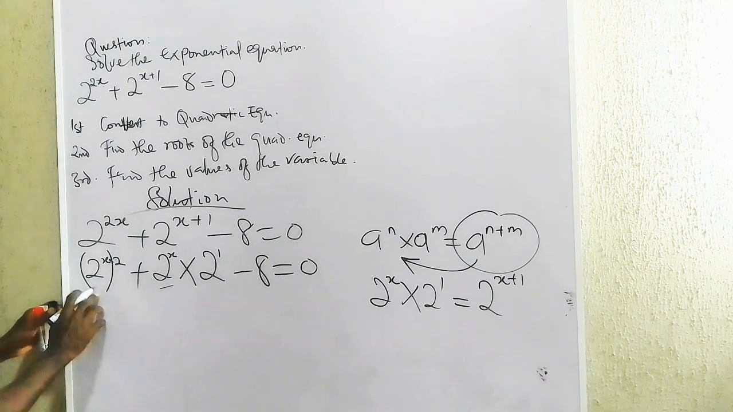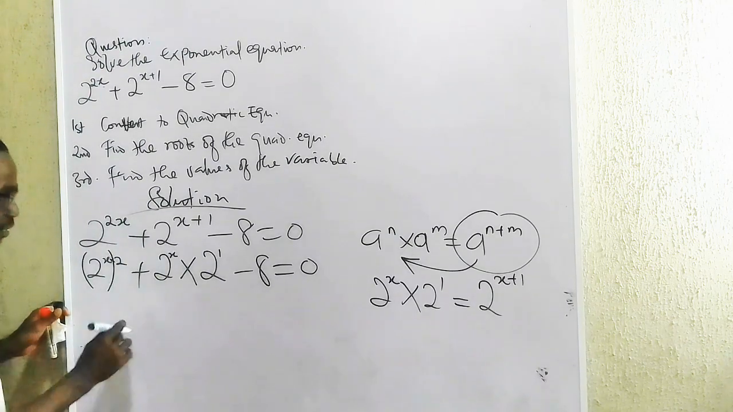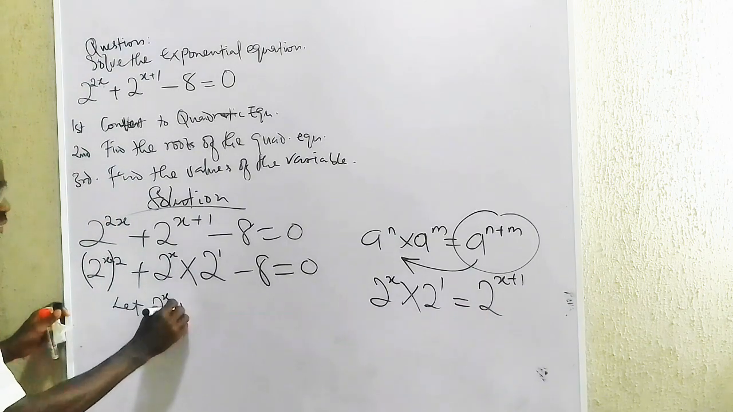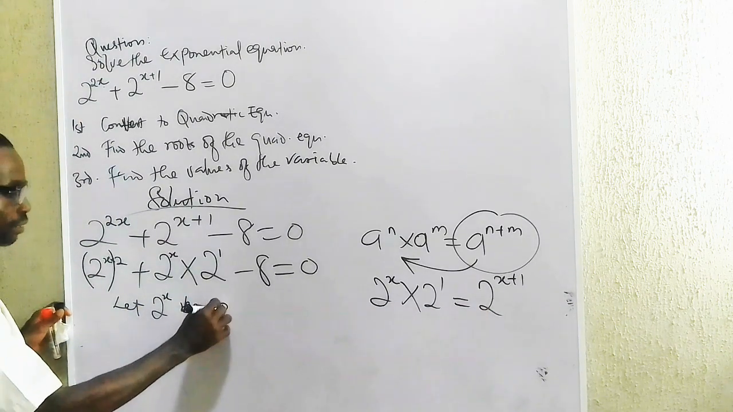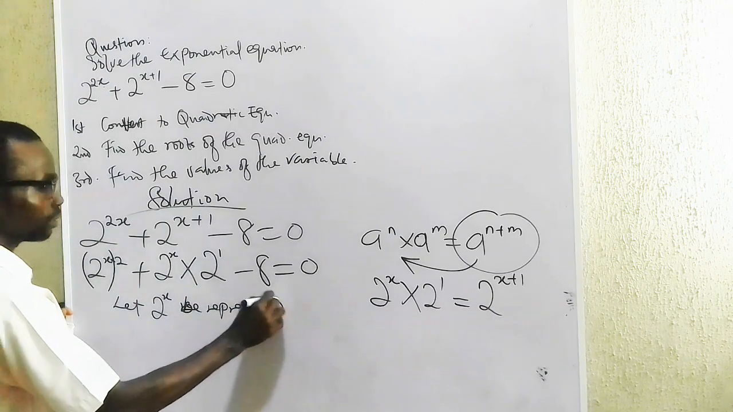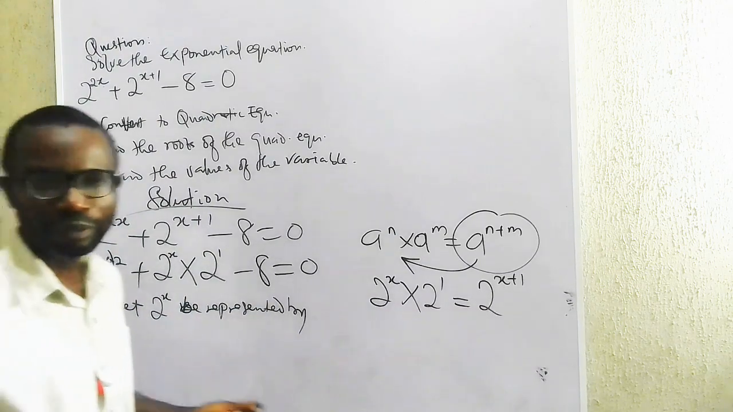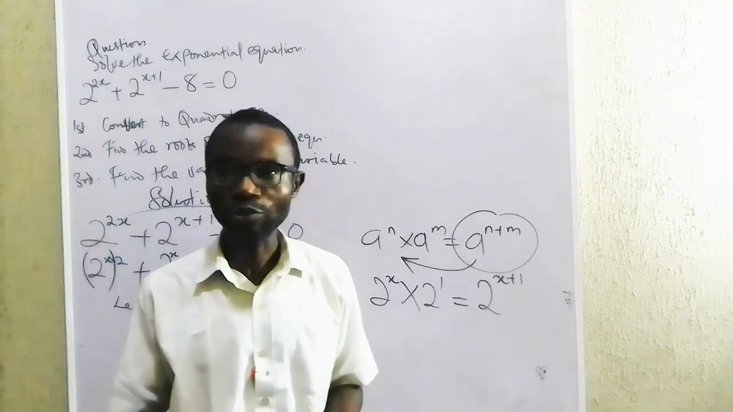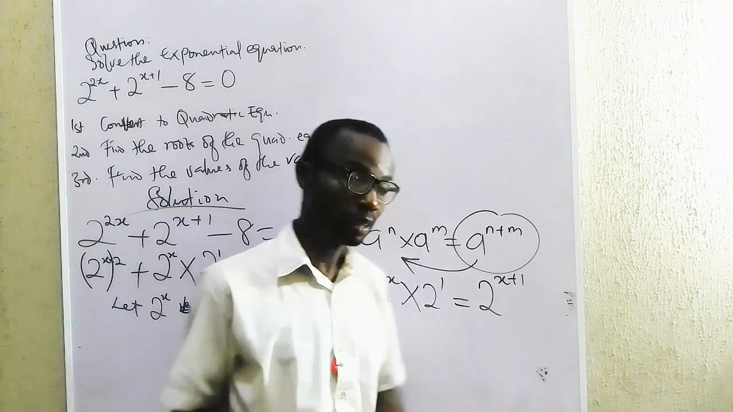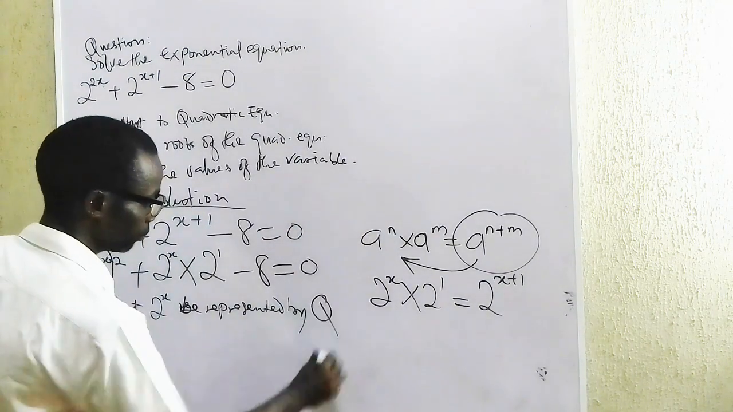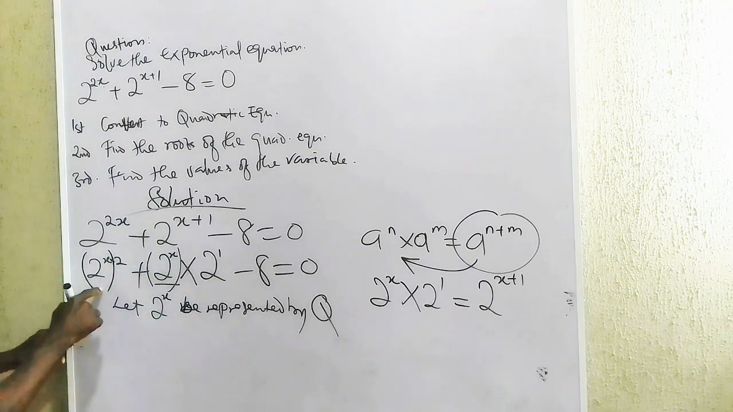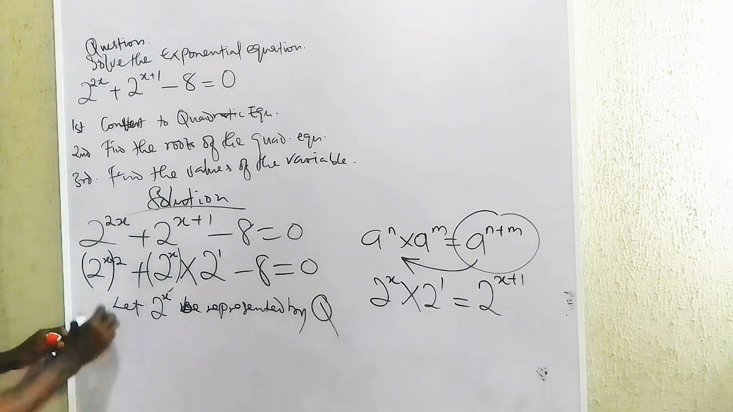What we do here is this: let 2 raised to the power of x be represented by any alphabet you like. In the last question I used a B. You can decide this time to use a Q. Now let's use Q. So here and here are represented with Q.